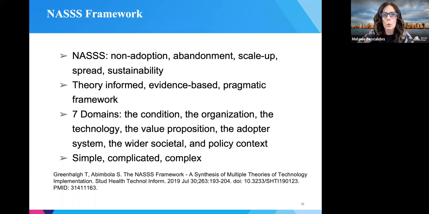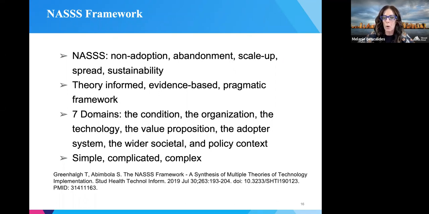It's not the individual components that would make or break the technology, but the sort of interaction between them. So this is kind of important. And so the framework posits that programs or tools that are characterized as complicated could be difficult to implement, but not impossible. But those that are characterized as complex on multiple domains will almost never be successful.